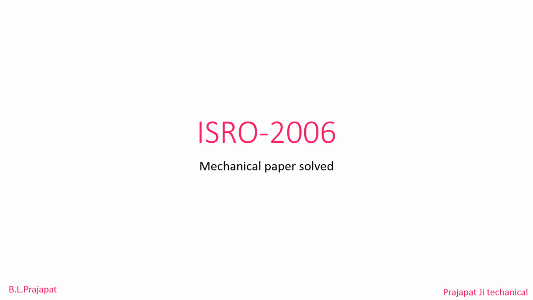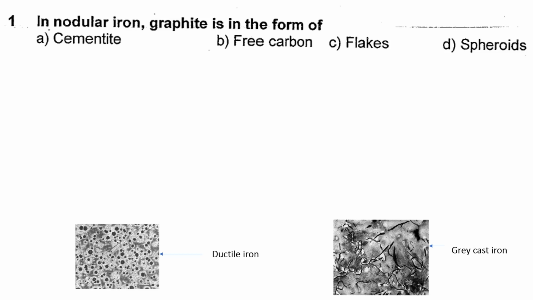I am going to introduce the ISRO 2006 mechanical paper. In nodular iron, graphite is in the form of cementite, flakes, carbon, or spheroids. The right answer is spheroids. You know, the term flakes is associated with grey cast iron, and the term cementite is associated with white cast iron.